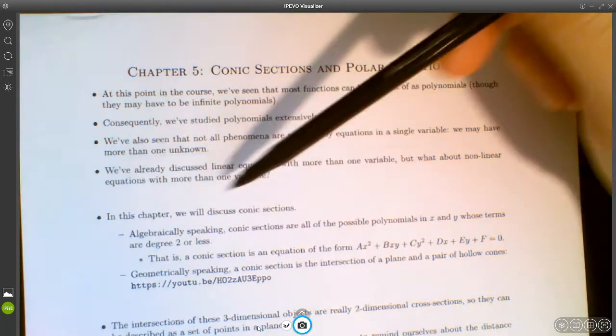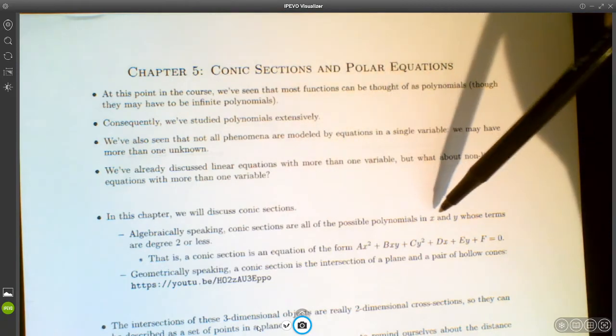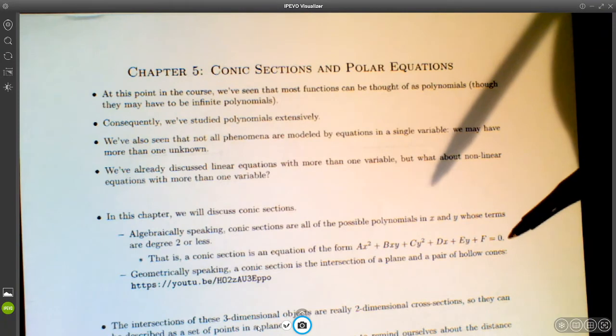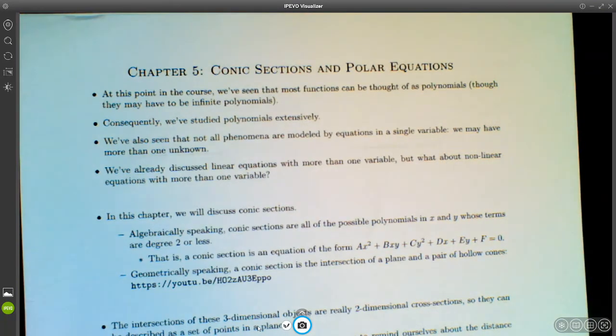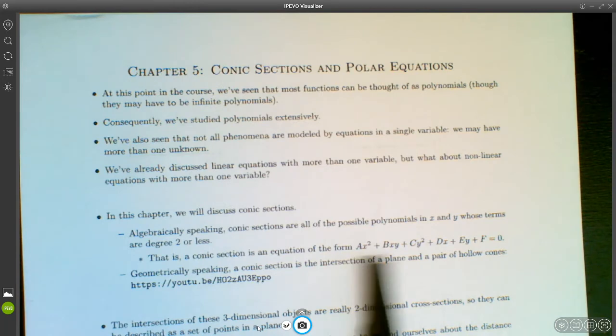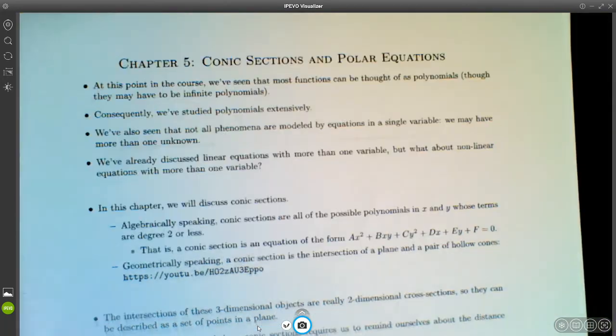Okay, so algebraically speaking, conic sections are all of the possible polynomials in x and y whose terms are degree 2 or less. So they're basically quadratic polynomials in two variables instead of just one. In other words, a conic section is an equation of the form ax squared plus bxy plus cy squared plus dx plus ey plus f equals 0. That's the general form of a conic section.